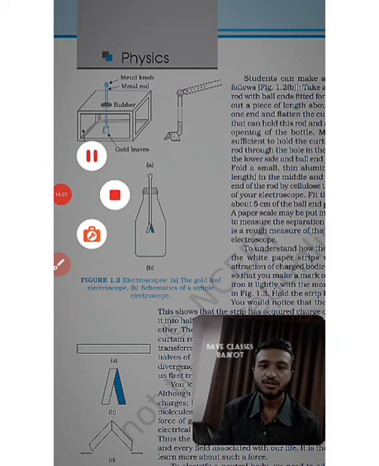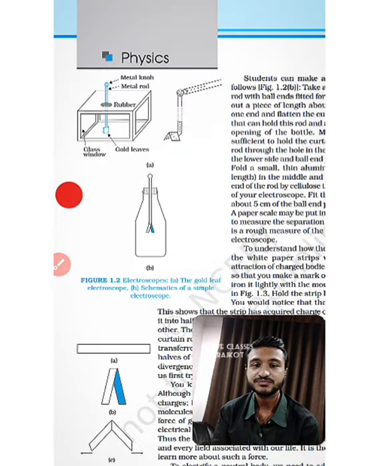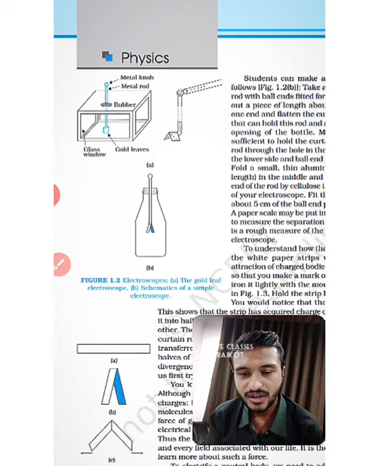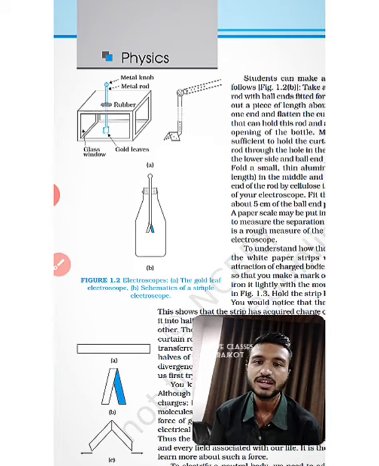Okay, let me go ahead. So if somebody has the question, can we prepare these kinds of electroscopes at our homes? The simple answer is yes. It is the system which is given in the NCERT book as well.